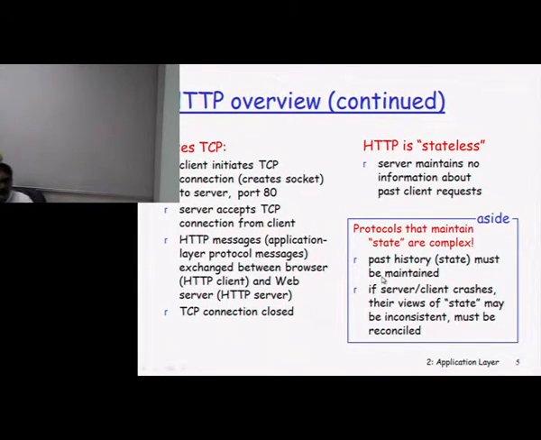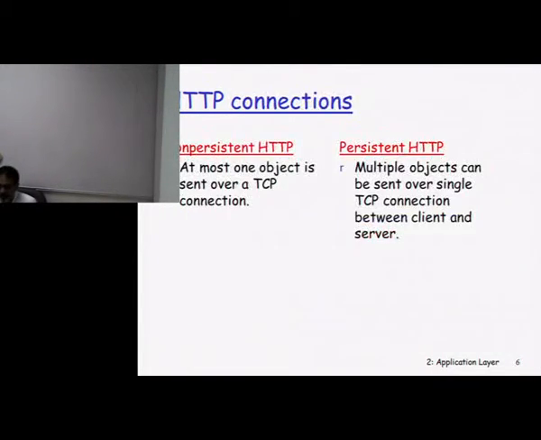There are two types of HTTP connections. One is non-persistent HTTP and the other is persistent HTTP. A non-persistent HTTP connection means that at most one object is going to be sent over a TCP connection. Once the TCP connection is established, the HTTP client request will come from the client to the web server, and the web server will send an object to the HTTP client. After sending that object, the connection will be disconnected. It will be off. So it is non-persistent.